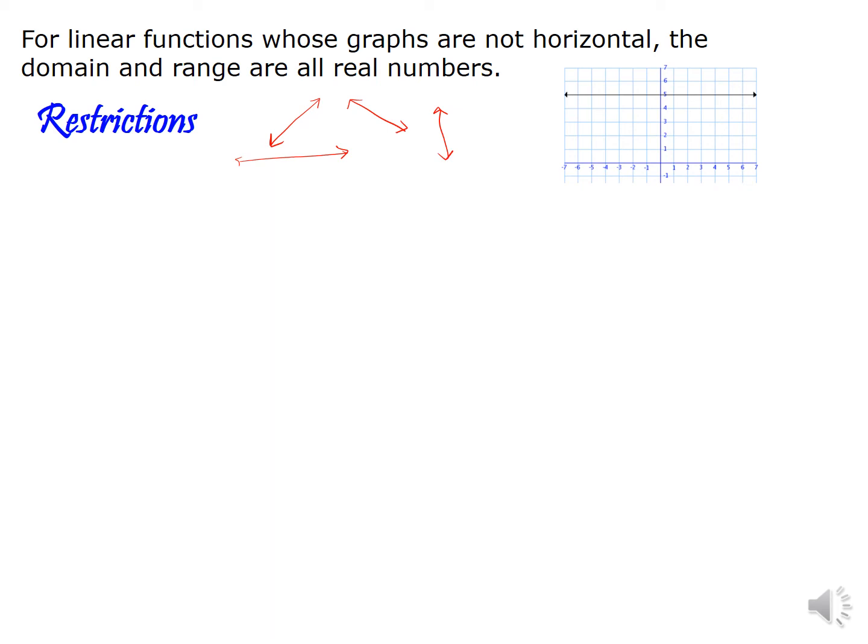A horizontal graph has a domain of all real numbers as well, and we can see that by this graph, but the range is restricted to the value of y. So the equation for this graph right here is y equals 5. And so our range is y equals 5. It isn't represented by any other number. So it's important to understand that about the range of a horizontal line.